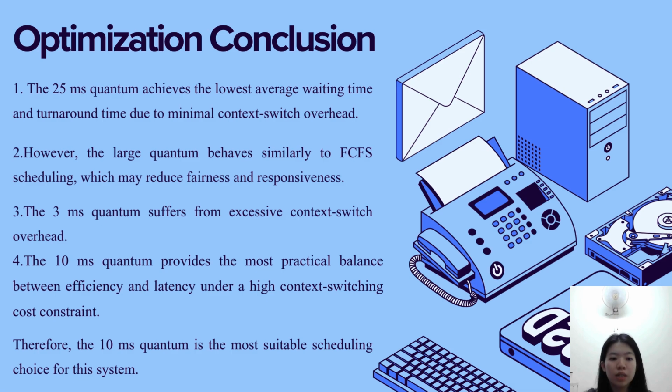Conversely, the 3 millisecond quantum is highly inefficient because it suffers from excessive context switch overhead. We have determined that the 10 millisecond quantum is the most suitable choice for this system. It provides a practical balance: it's efficient enough to keep overhead low, but short enough to maintain the round robin benefit of responsiveness and fairness.